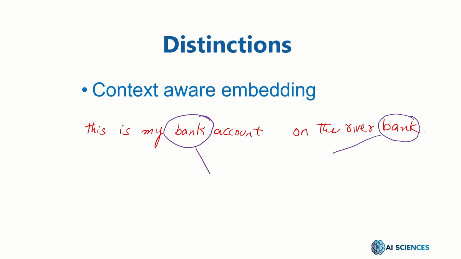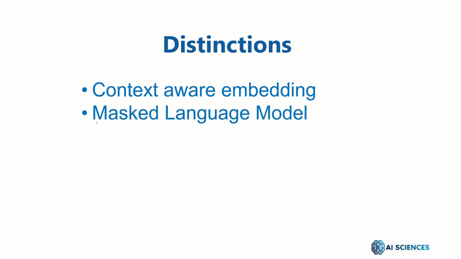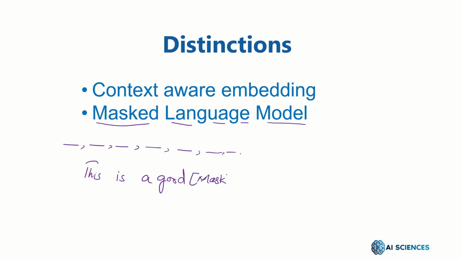And also, what they did is they deployed a masked language model, which worked like the following. They went through a very large corpus of data, and they learned this embedding using a masked language model in the following way. So for example, given a sentence: this is good, mask, I will eat it. So mask, again a mask.